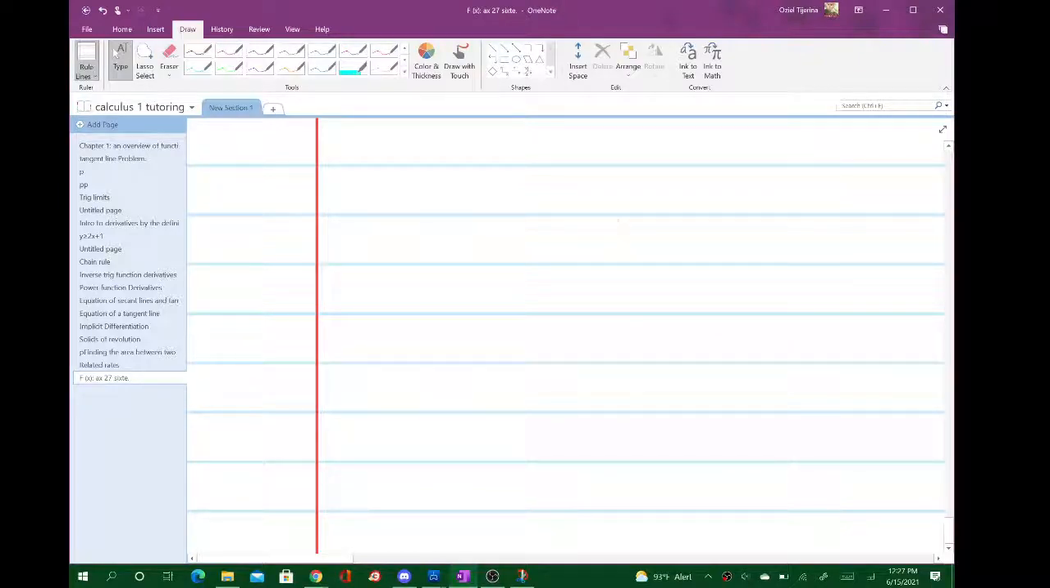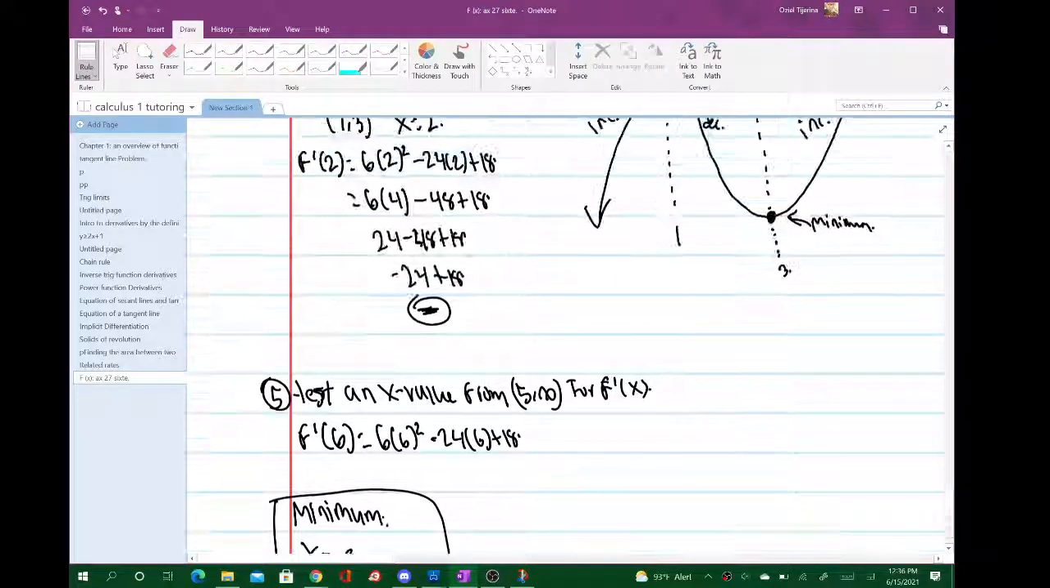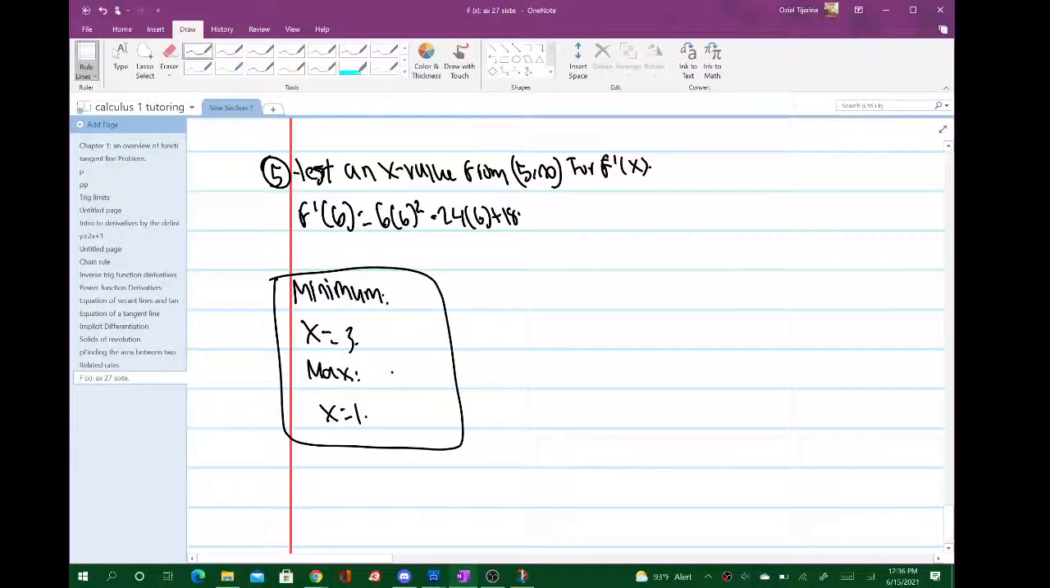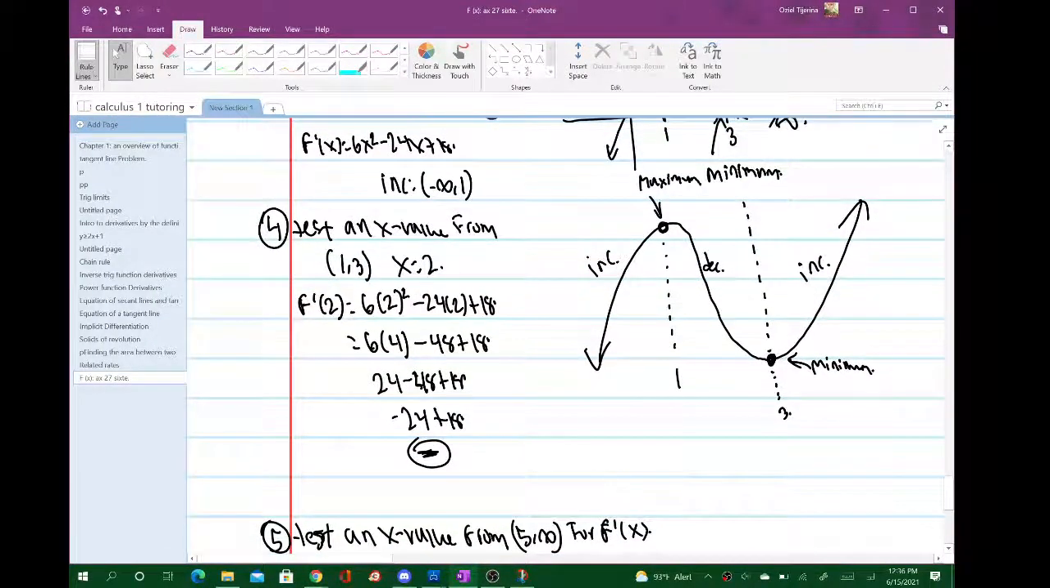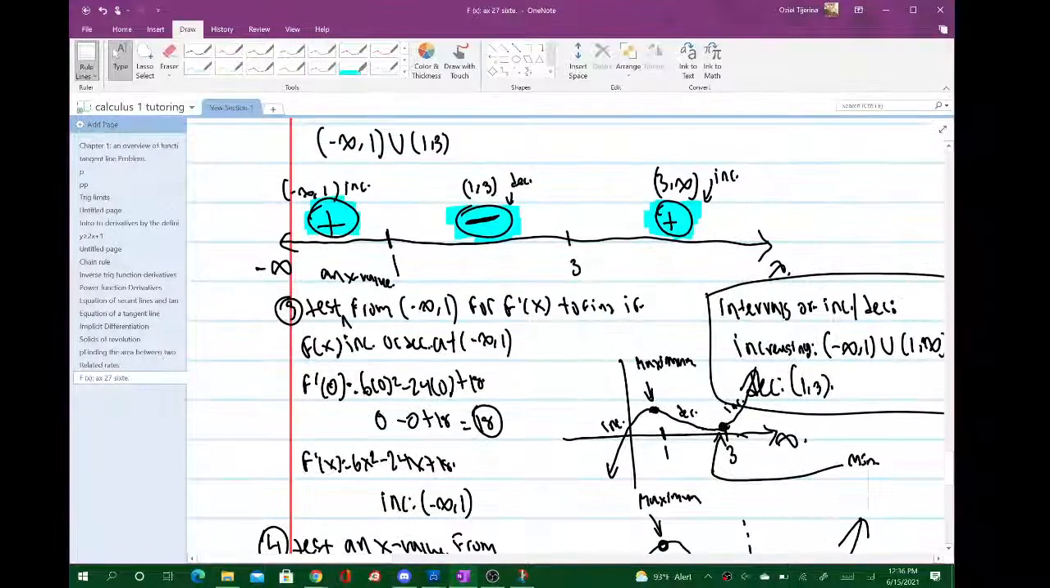Let's see. Give me 1 second, guys. My bad, guys. It's supposed to be minimum at x equals 3, so like this. And then maximum at x equals 1. Okay. So that is how you do it.